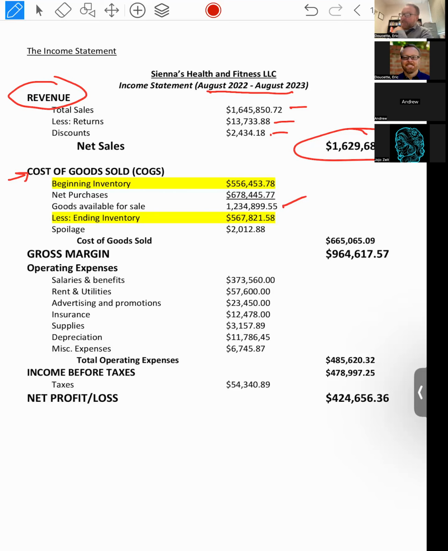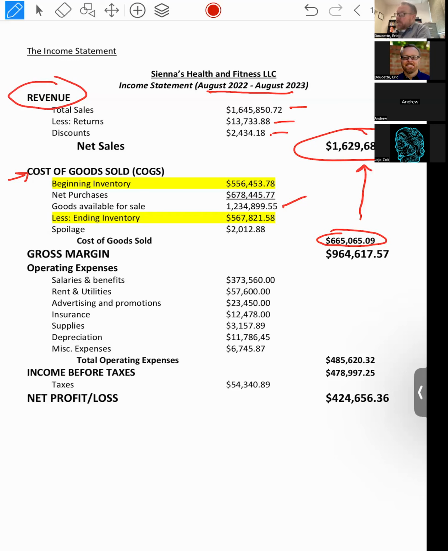And then I have ending inventory. It means at the end of that year, what do I still have in inventory? I have $567,000 worth of ending inventory. And then I also have a little bit of spoilage. So if I take those two values, I take the 1.234 million and I minus what I have left, that means I sold, or cost of me selling everything came out to $665,065.09. So that's what I spent in order to make this 1.629 million.